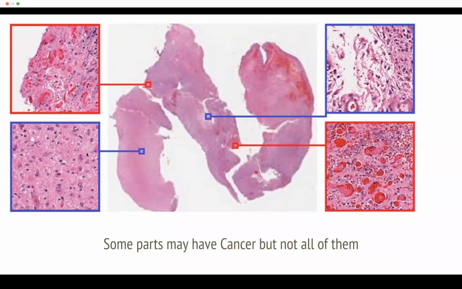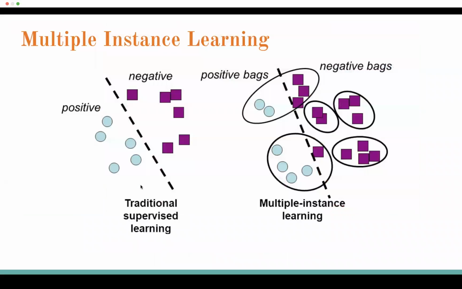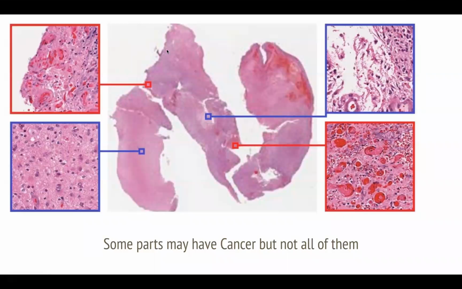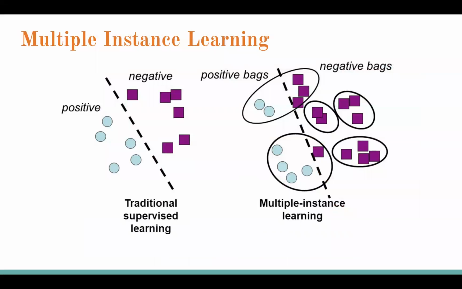Before, when a patch has a label, each patch is a single instance, and each instance has a label. But now we don't have a label for each instance. We only have a label for a group of instances. Here, the group is all the patches in this image, and it has one label. That label is true for the whole group, but we can't tell which instances within that group are positive or negative.